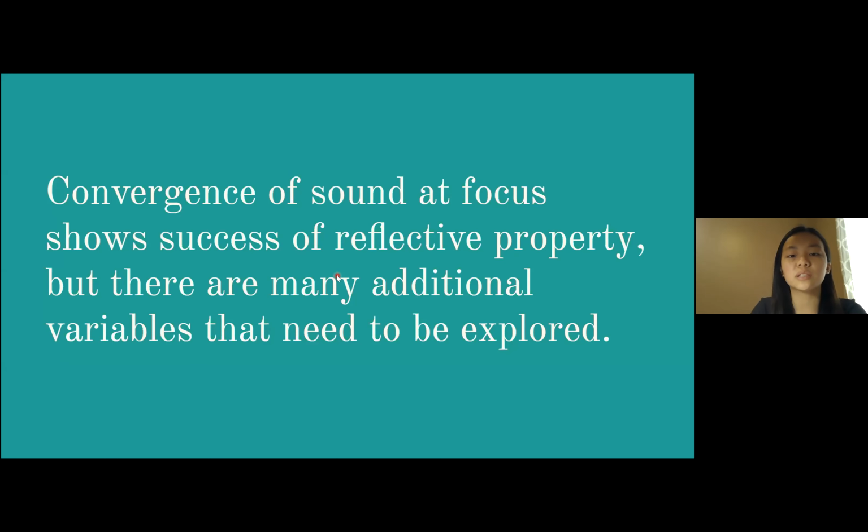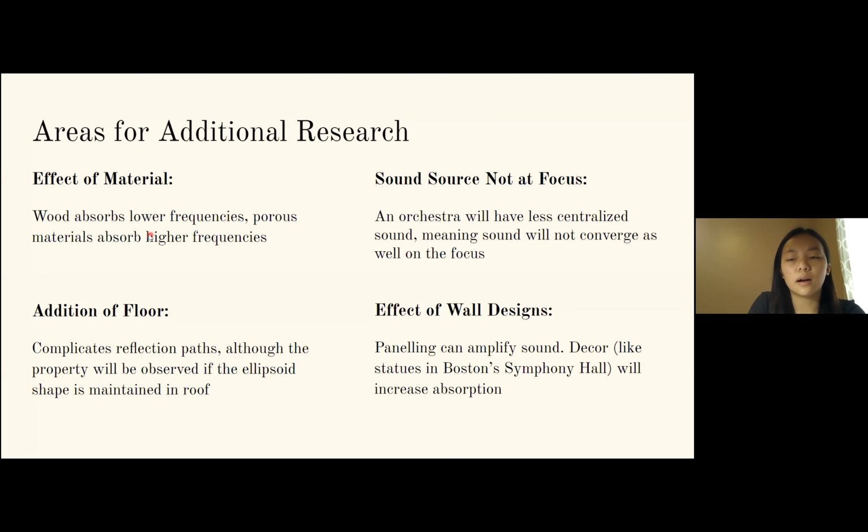Discussion. So the convergence of sound at the focus shows the success of our reflective property, but we have many additional variables that still need to be explored. For example, the effect of a material. So wood absorbs lower frequencies, whilst porous materials such as carpeting will absorb higher frequencies. In concert halls, of course, we have the issues of flooring and people and paneling on the walls.